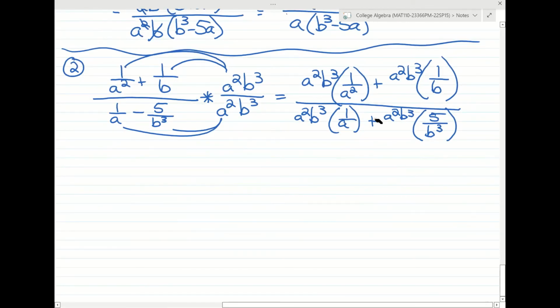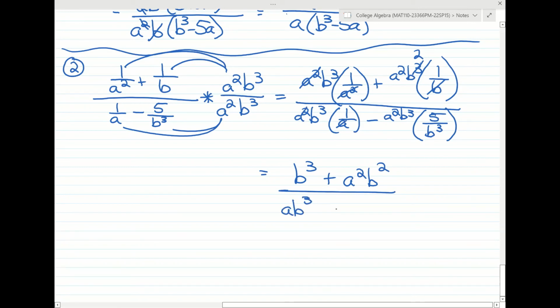It should be there, I'm sorry. B to the third. This b cancels with one of these. This would be a squared b squared. On the bottom, one of these a's cancels with one of these. B to the third cancels here.